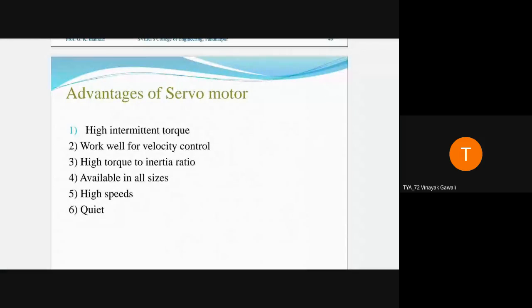Work well for velocity control. According to the velocity requirement, they will work better as compared to others. High torque to inertia ratio is also there.